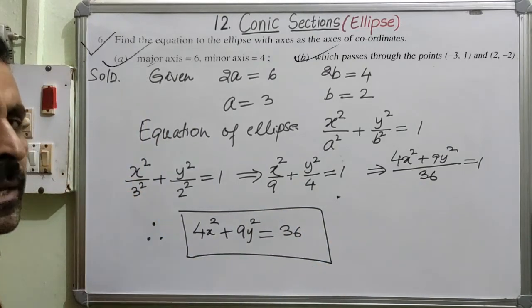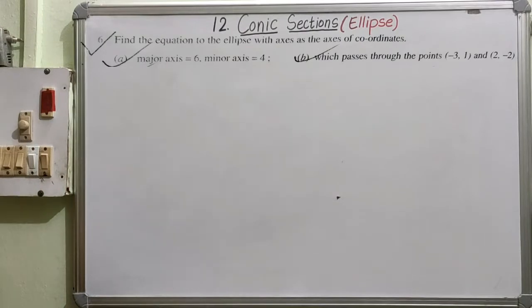Hope this question is very clear. Now we are taking question number 6b. This question 6b is to find the equation of the ellipse that passes through the two given points, (-3, 1) and (2, -2). So this question is a little different from A. Let us see how we write the equation of an ellipse when the coordinates of 2 points are given.